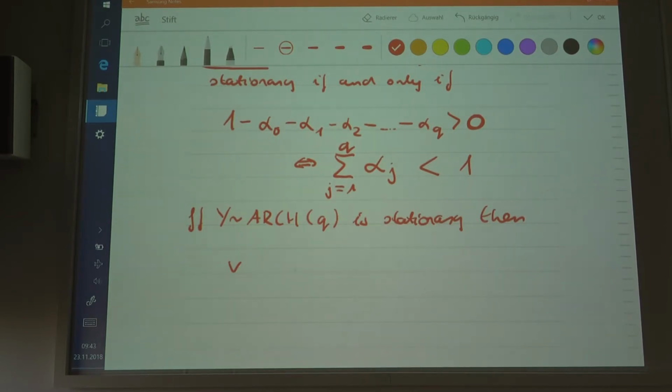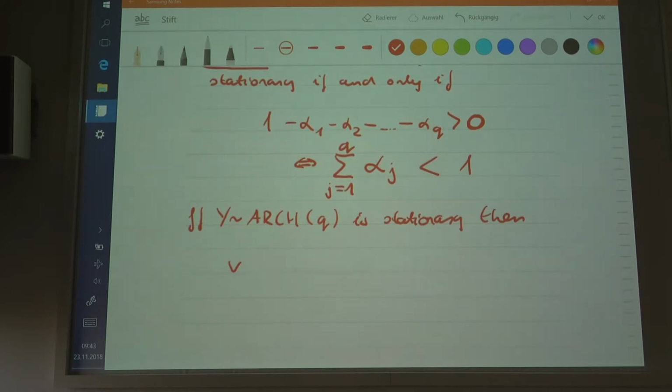Yes, you have a question? Why am I starting j at 1? Yes, I forgot, I messed it up here. So the intercept is not in that coefficient sum: 1 minus alpha 1, alpha 2, and so on. The intercept alpha 0 is always greater than 0, and the variance does not depend on it in that way.